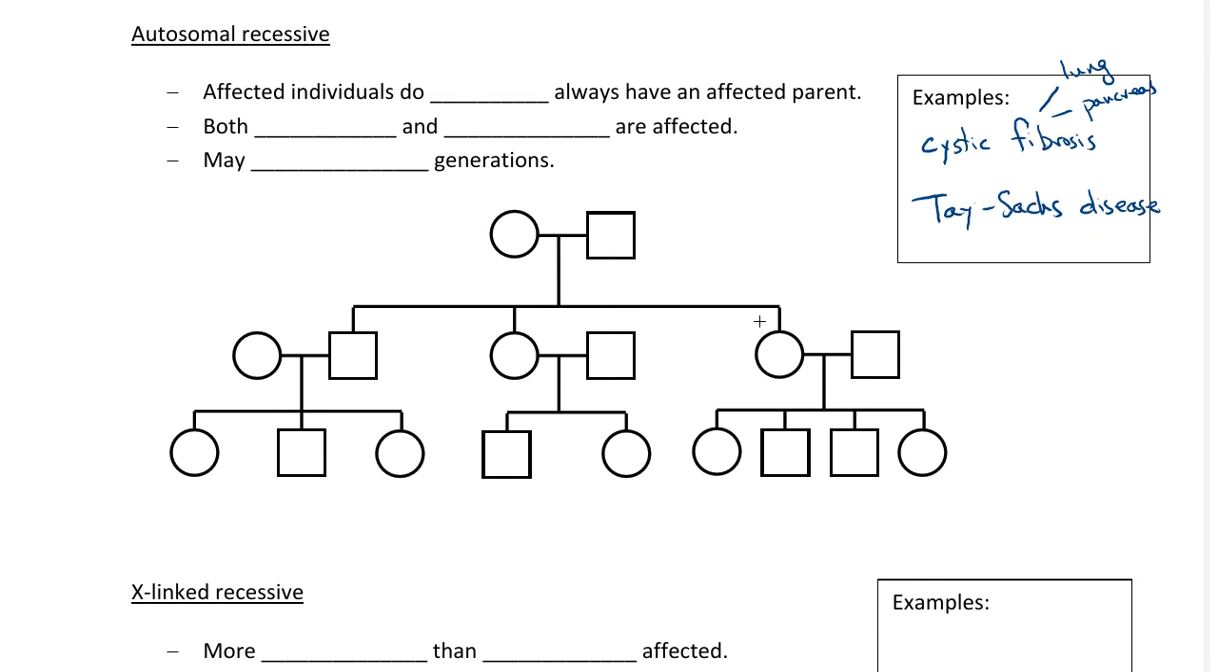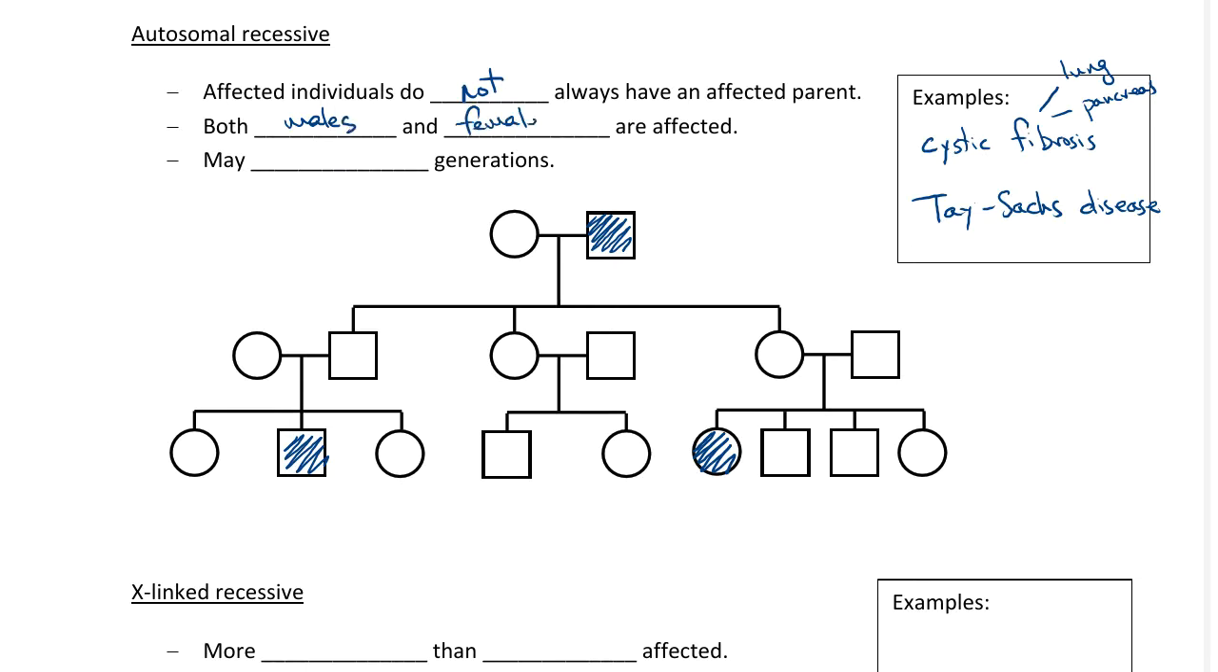So let's imagine this is a pedigree for cystic fibrosis. We might have an individual like this affected here, and let's say this individual is affected here, and this individual here. So we see affected individuals, but here the affected individuals do not always have an affected parent. Neither of these 2 individuals have an affected parent. We see that both males and females can be affected.